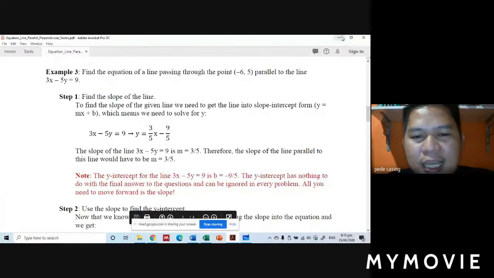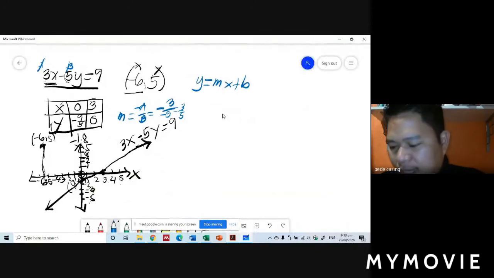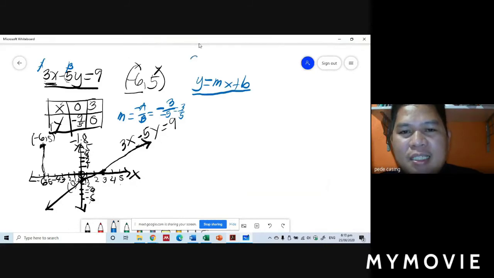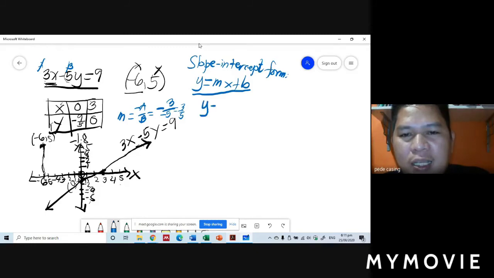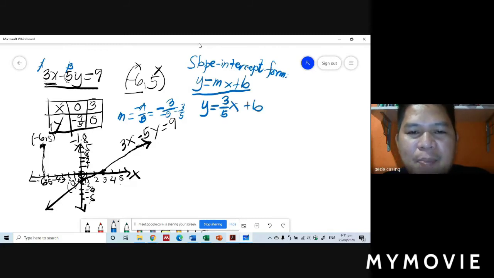Okay, pangitaon na nato ang next na equation. Since we have already our y equals mx plus b, kani nga slope-intercept form, ayaw yun ni kalimti. This is the slope-intercept form. Okay, y equals mx plus b. I-substitute lang ang value sa m. So this will become y equals, our m is 3/5 x plus b. 3/5 lang para parallel siya, parehas siyang slope. Okay, 3/5 x plus b.